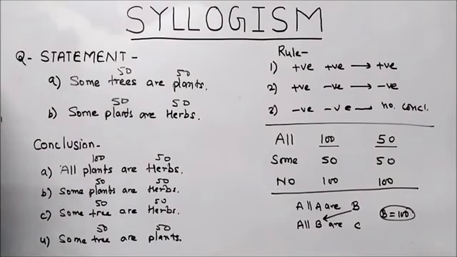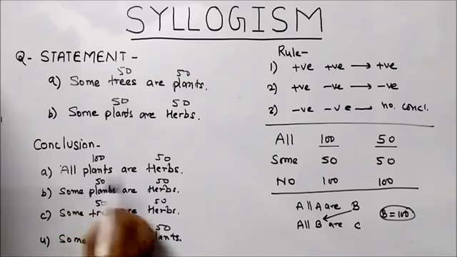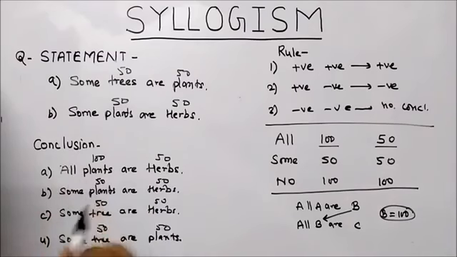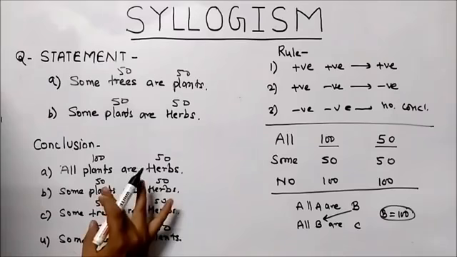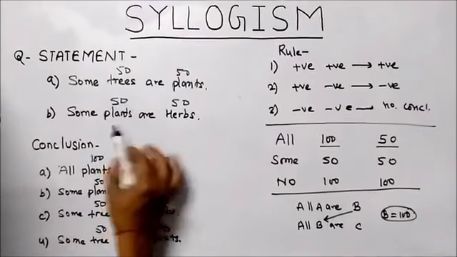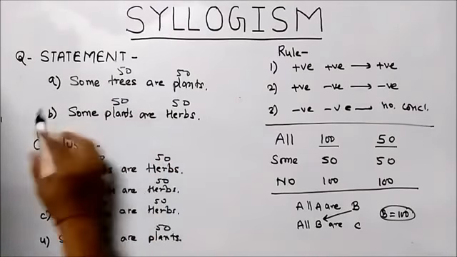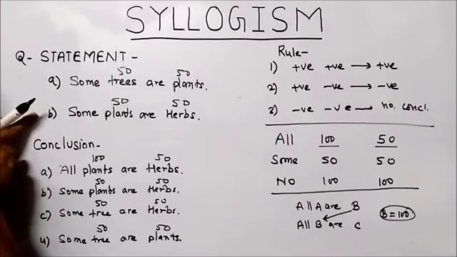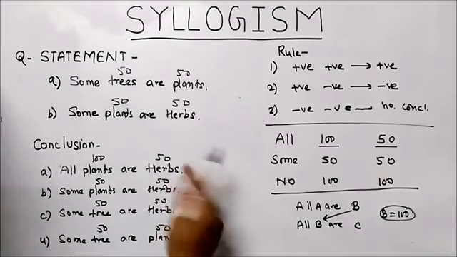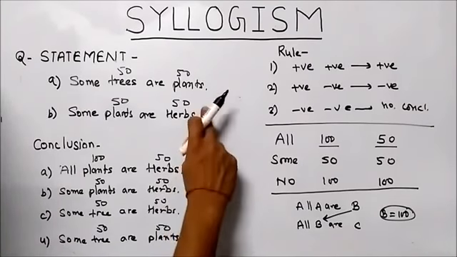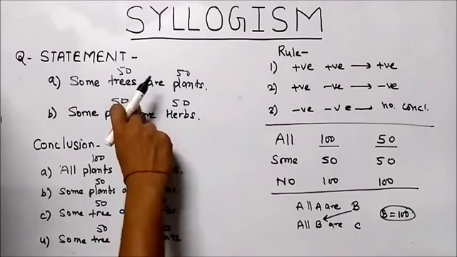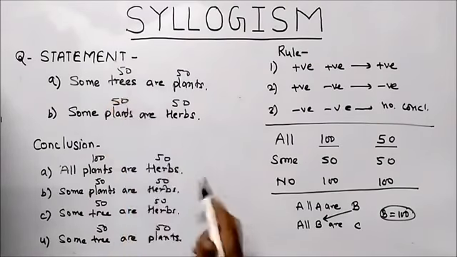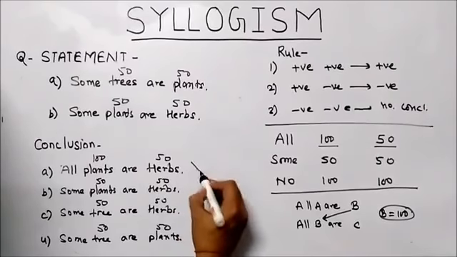Now we solve from the conclusions. The first conclusion is all plants are herb. This conclusion is made up of two elements, plant and herb. Now check in which statement these two elements are present. Plant and herbs are present in the second statement. Now we check only the second statement values. Here herbs is 50, herbs is 50. Here plant is 100 and here plant is 50. Income is less than expenditure. Can't be true. So this conclusion is not true.